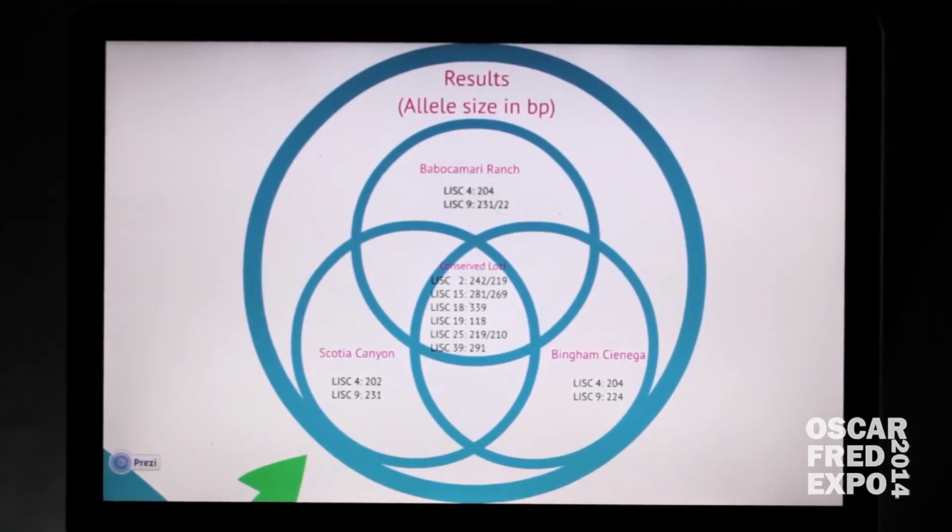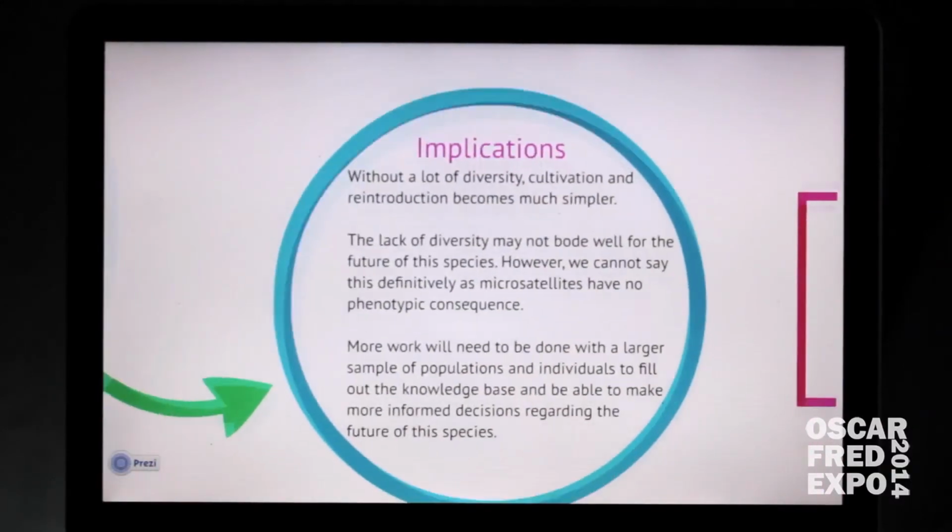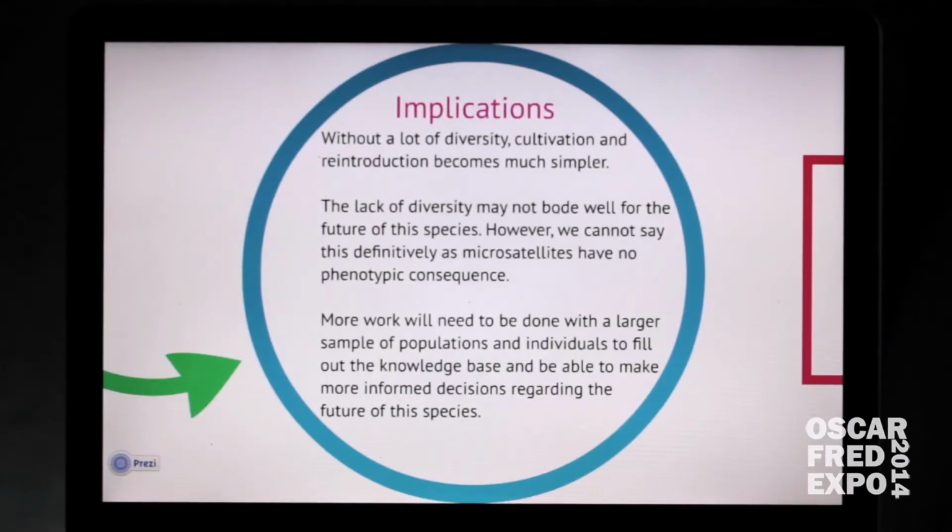This was not entirely unexpected, as it turned out that we had only a single individual from each population rather than multiple individuals as we had first thought. However, the implications for this are that without a lot of diversity in the plant, cultivation and reintroduction become much simpler, but the lack of diversity may not bode well for the future of the species. However, we cannot say this definitively since microsatellites have no phenotypic consequences.